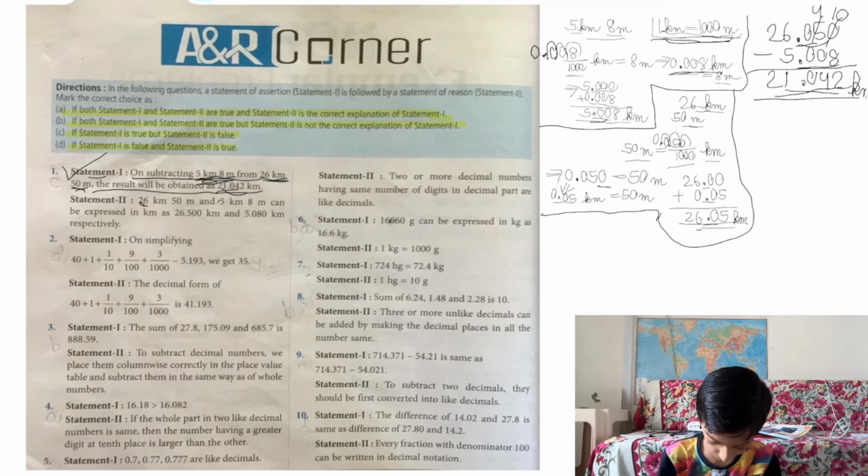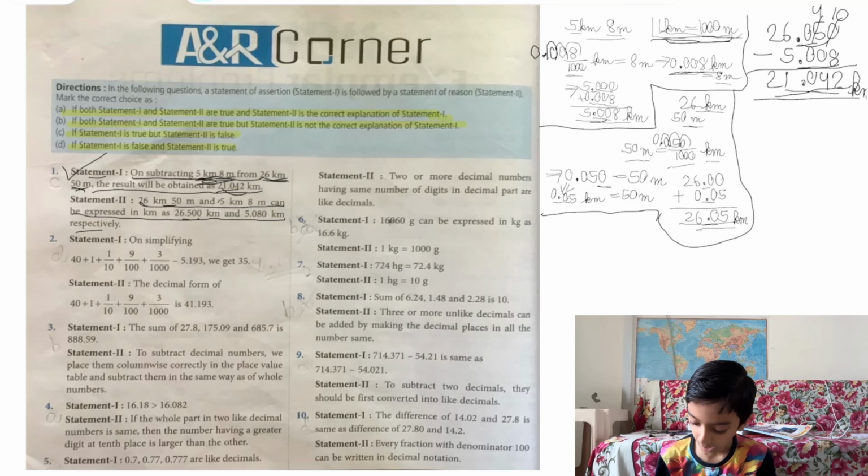26 kilometer 50 meter and 5 kilometer 8 meter can be expressed in kilometer as 26.500 and 5.080 kilometer respectively. Here they are saying that 26 kilometer 50 meter is 26.500 kilometers, and here our result is coming 26.05. So there is much difference between 26.500 kilometer and 26.05 kilometer.